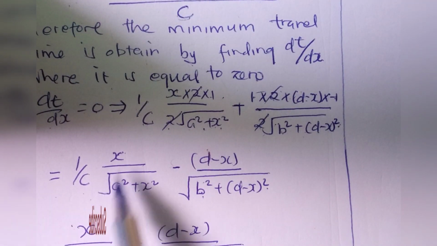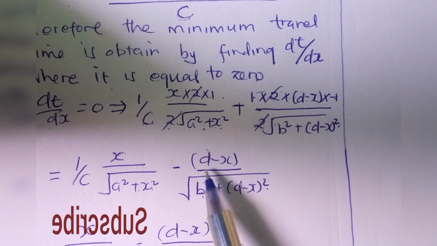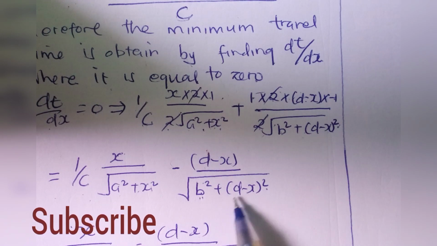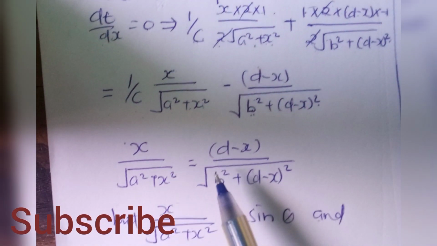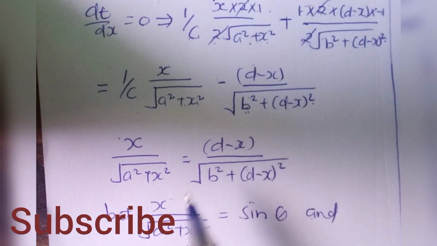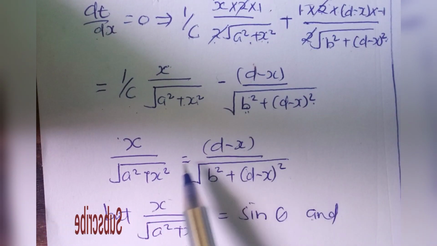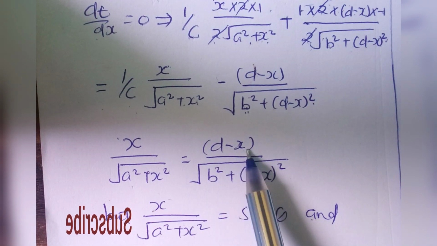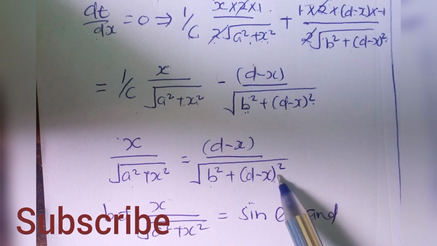So 1 over c is equal to x over the square root of A squared plus x squared, minus d minus x over the square root of B squared plus d minus x squared. From here, the 2s cancel, so that we come up with this one. From this point, we can take this to the other side. So it means that x over the square root of A squared plus x squared is equal to d minus x over the square root of B squared plus d minus x squared.